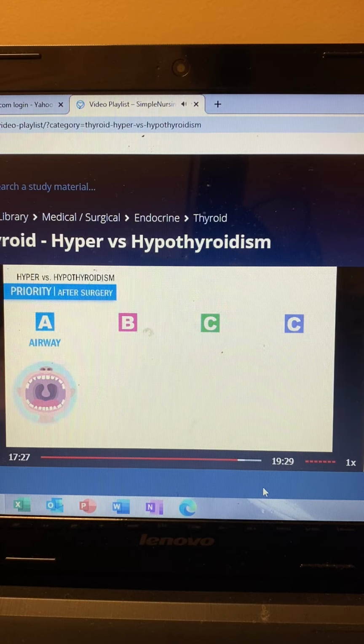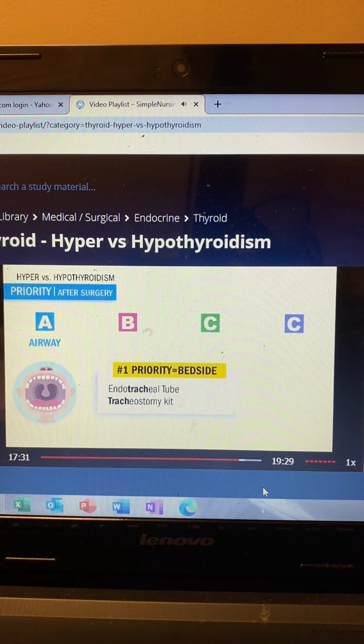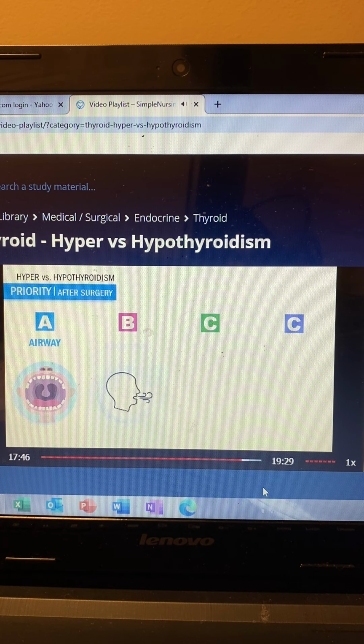These usually indicate an airway problem, so the number one priority is an endotracheal tube at bedside. Now the NCLEX will call it different things like intubation supplies and even tracheostomy setup. So anything with the word trach in it, guys, keep it at the bedside. Huge on the NCLEX. Now B is for breathing that is noisy like covered before. Laryngeal stridor, we always monitor voice strength and quality.